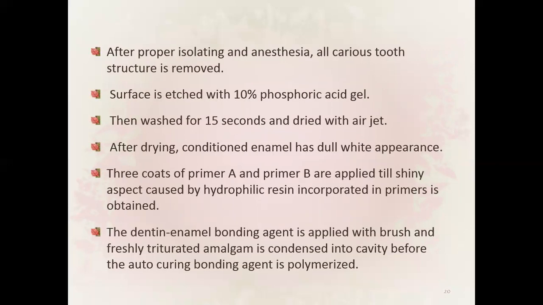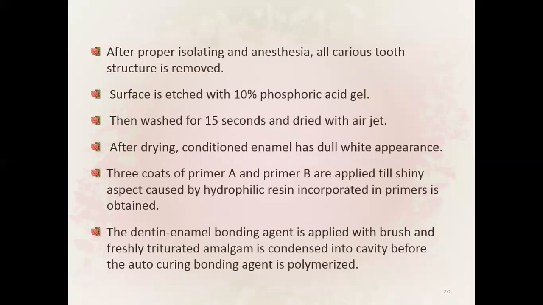After proper isolation and anesthesia, all caries tooth structure is removed. The surface is etched with 10% phosphoric acid gel, then washed for 15 seconds and dried with an air jet. After drying, the conditioned enamel has a dull white appearance, that is, the frost white appearance that we say.